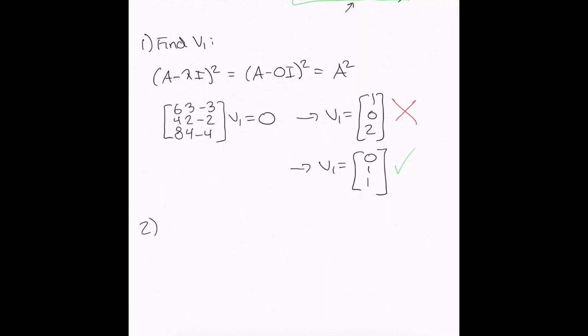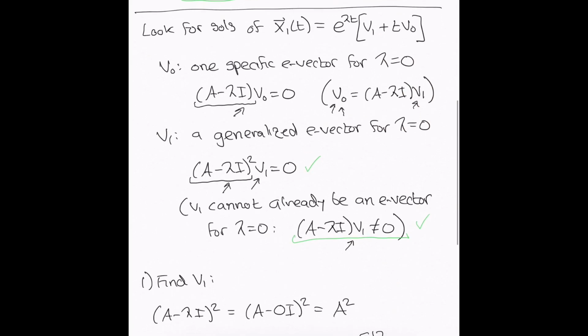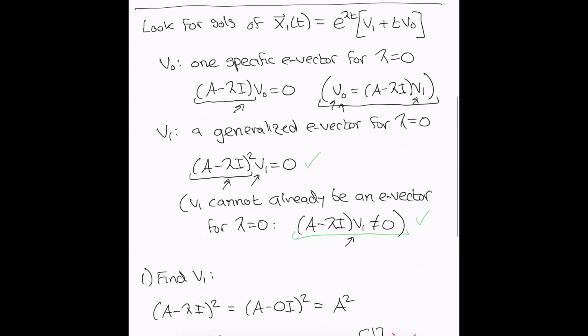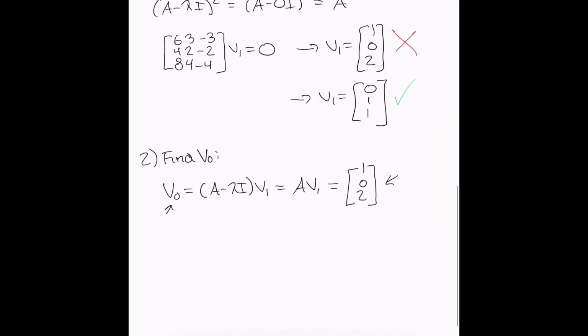After finding v1, we need to find v0. And so we find v0, again, by using this formula here. So v0 is equal to A minus lambda I times v1, which in our case is just A times v1. And if you do that out, you get exactly 1, 0, 2. So this is good, right? Because we know v0 needed to be an eigenvector of A. That's our definition here. So it's good that we got 1, 0, 2.